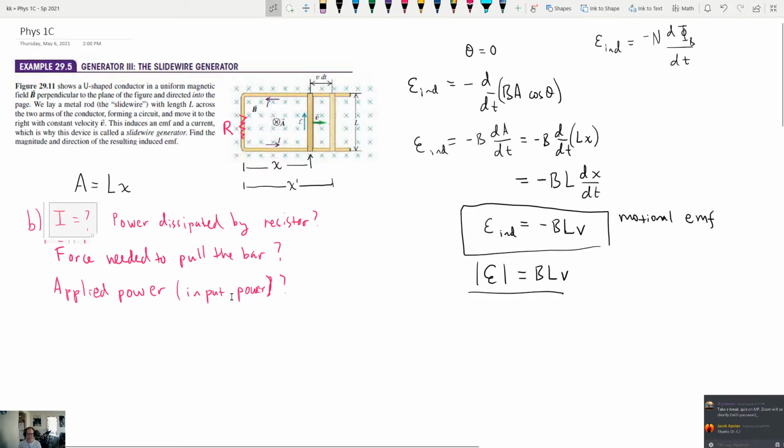This part's easy. EMF over R. Yeah, so to find the current, we just take this EMF that we have right here. The current is going to be equal to E divided by R. So this is going to be B times L times V divided by R. Okay, that's easy. So that's our current.